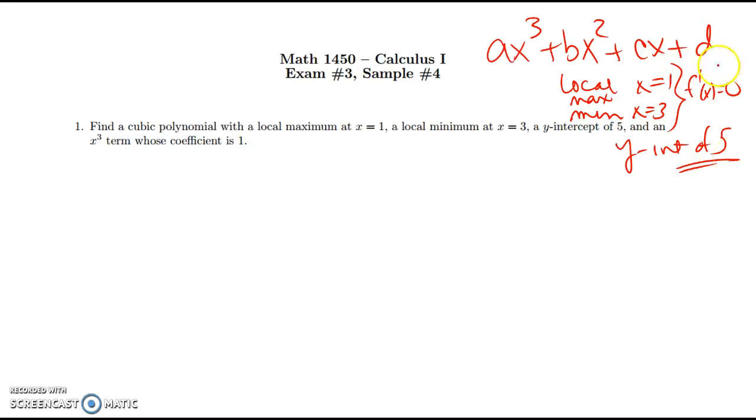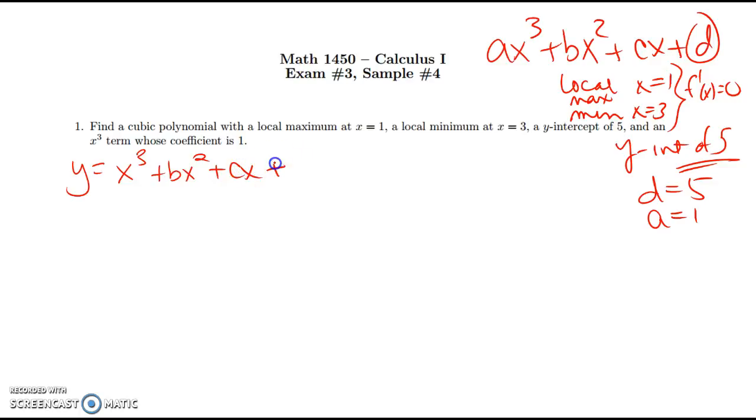Well, that's usually the d. So the constant is the y-intercept. So we know that d equals 5. And then they say an x term whose coefficient is 1. So that means a equals 1. So this becomes y equals x to the third plus bx squared plus cx plus 5. Let's take that first derivative. 3x squared plus 2bx plus c equals 0.